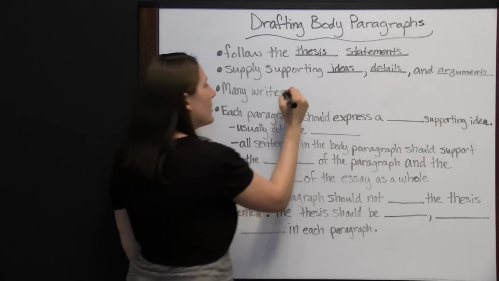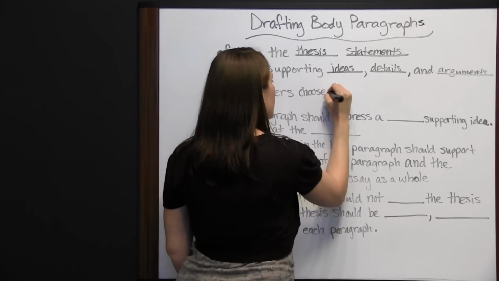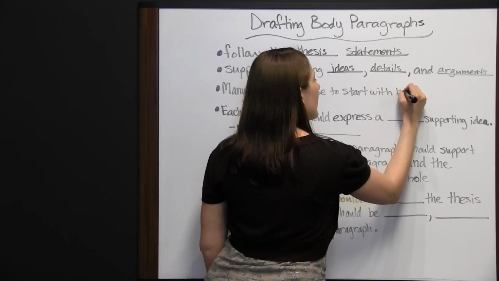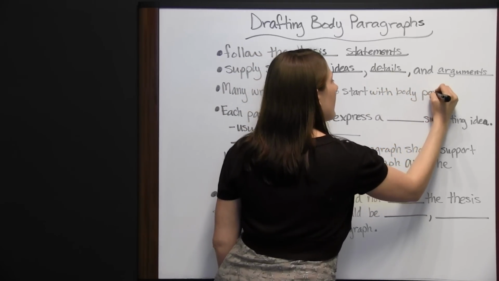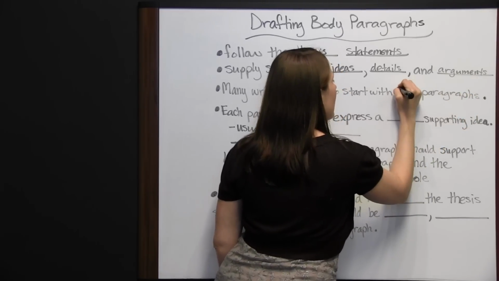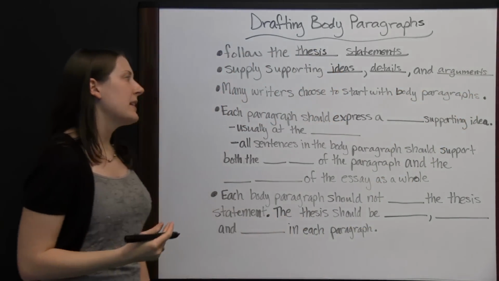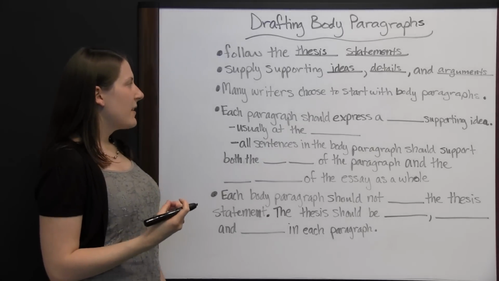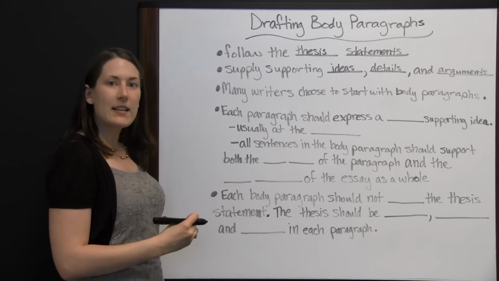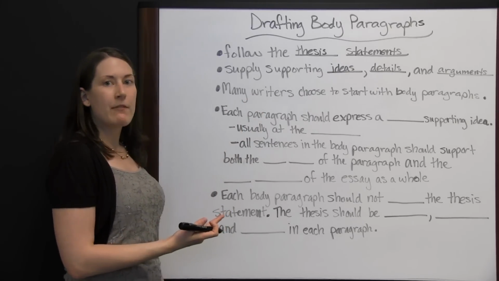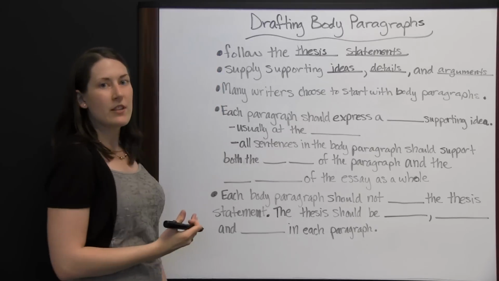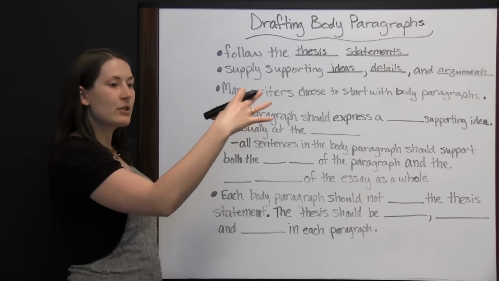And many writers choose to start with the body paragraphs. This is because they know what they want to write about, or they at least have some ideas, but maybe they don't have their thesis in mind yet. They haven't refined a thesis statement yet. So many writers will write out all of the body paragraphs first. They'll get their ideas down on paper and develop a thesis statement from that, which works out perfectly because your body paragraphs are supposed to follow and support the thesis, and the thesis statement is supposed to encompass all of your body paragraphs.